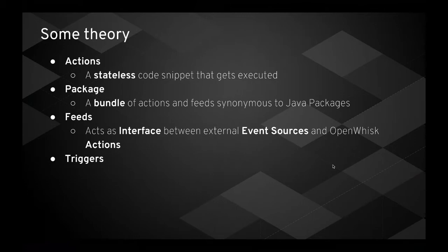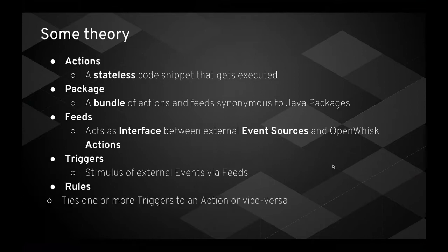Right? And then triggers. Triggers are nothing but the signals of an external event. Let's say I dropped a message. What should now happen, or which trigger needs to be triggered, right? So that's what a trigger is all about. And then rules: I need to have something which ties my trigger to an action, right? Which action needs to be invoked when this trigger is called. So that's what a rule does basically.